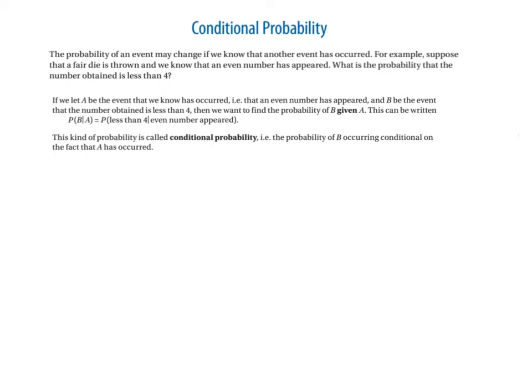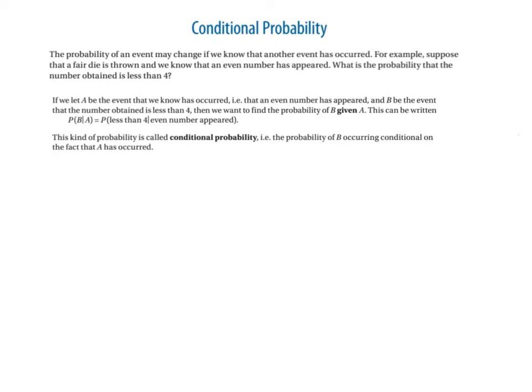Hi guys, today what we're going to do is look at what's called conditional probability. You can see here from the blurb it says the probability of an event may change if we know that another event has occurred. For example, say that a fair die is thrown and we know that an even number has appeared. What is the probability that the number obtained is less than 4?